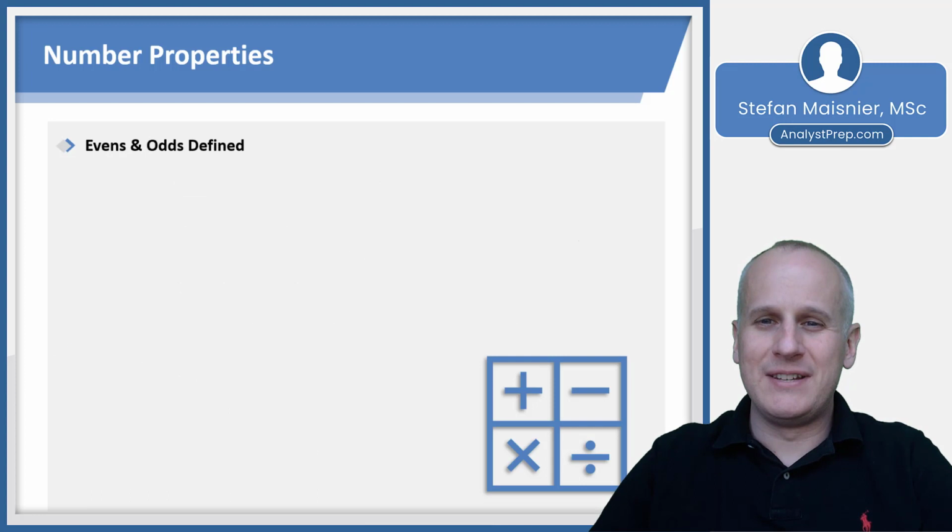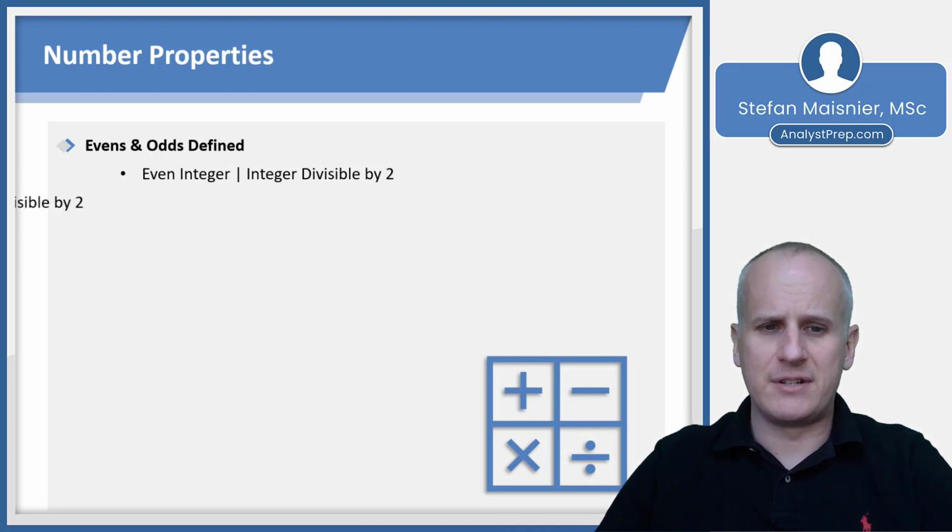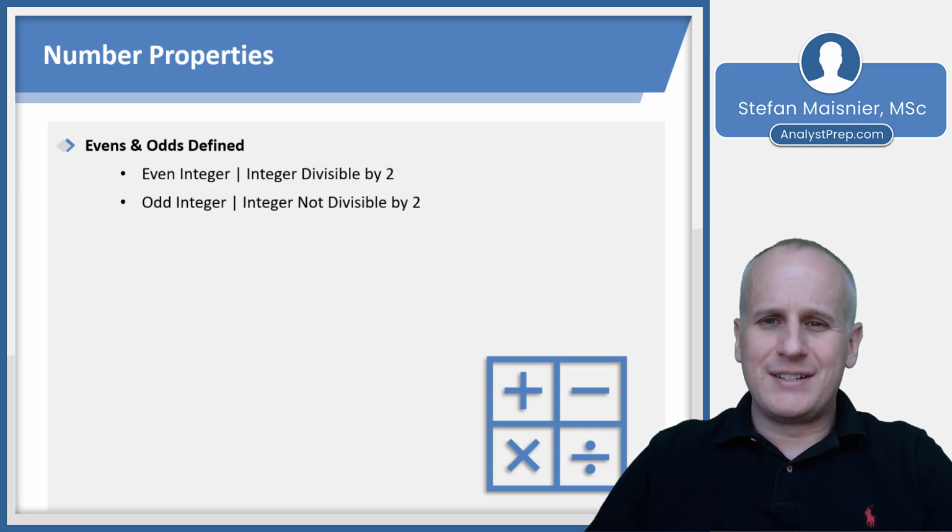Now, evens and odds are another concept that, from an almost logical perspective, the exam likes to exploit. So first, we just have to define what an even integer is, and that's an integer that's divisible by 2, because you could split it into 2 even halves. An odd integer is defined by what it is not. It is an integer that is not divisible by 2.